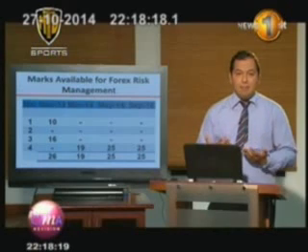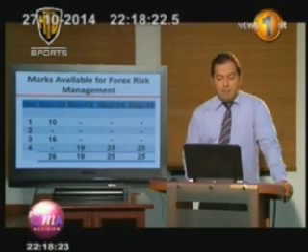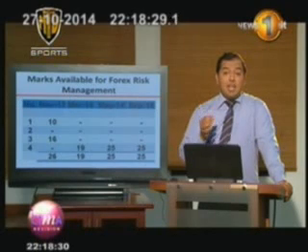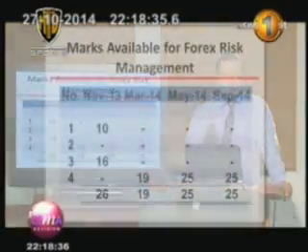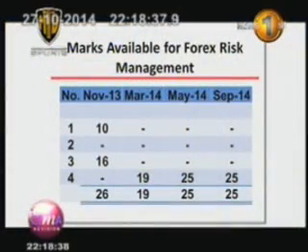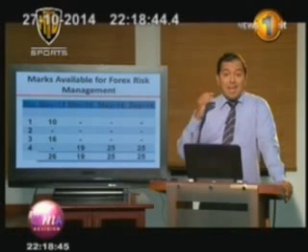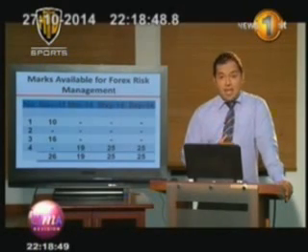I'll give you an example. If you were to look at the immediate 4 past papers, your November 2013, March 14, May 14 and September 14, in each of these papers there are at least 25 marks on offer for foreign exchange risk management. So I feel that it is critical that you study this area, that you target this area, and that you get the maximum marks possible from this area.